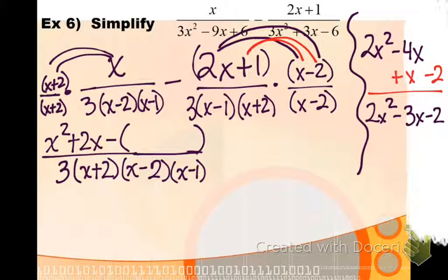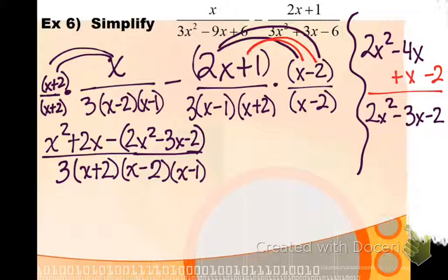Good. That is what I'm putting in these parentheses over here, because that's what I would get if I were to multiply the numerator to what I needed to use in the denominator. So 2x squared minus 3x minus 2. Do we have questions about that part? That's something we have not done together yet.